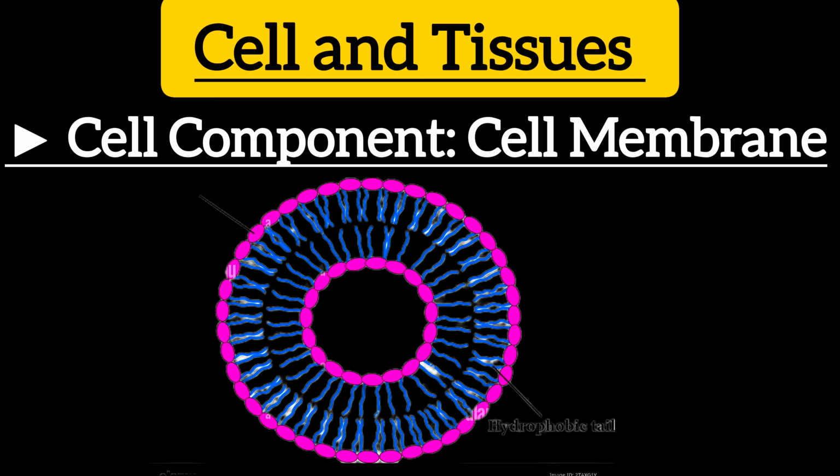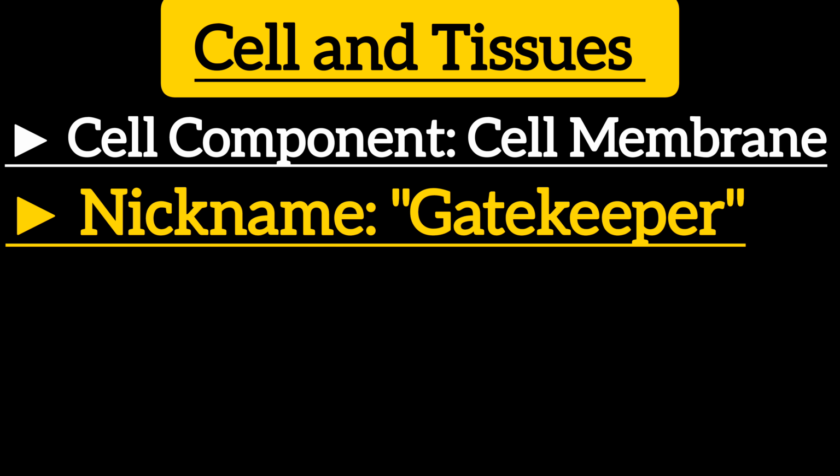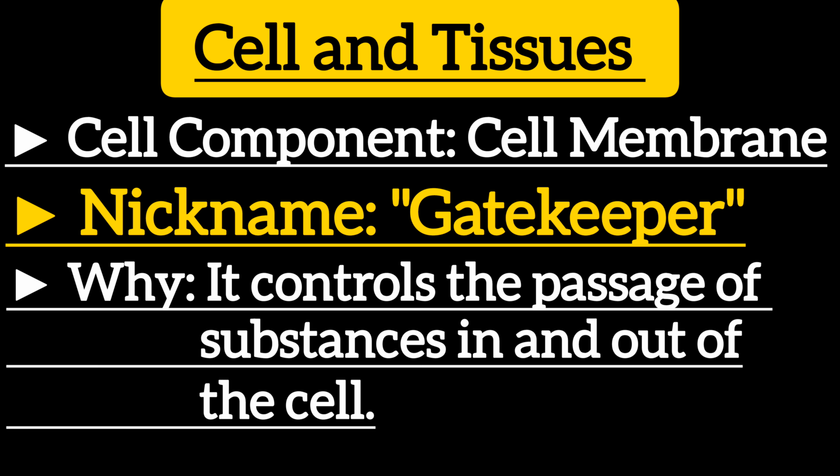The next component is cell membrane. The nickname of cell membrane is Gatekeeper because it controls the passage of substances in and out of the cell.